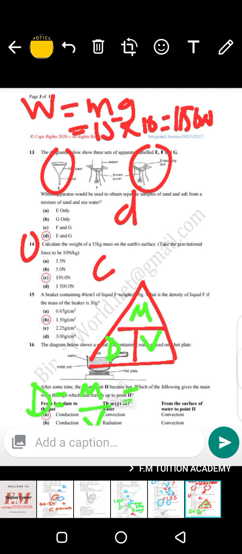There was a mistake that I made here. The answer here is C, not B. Did I do this question correctly? Let me see.